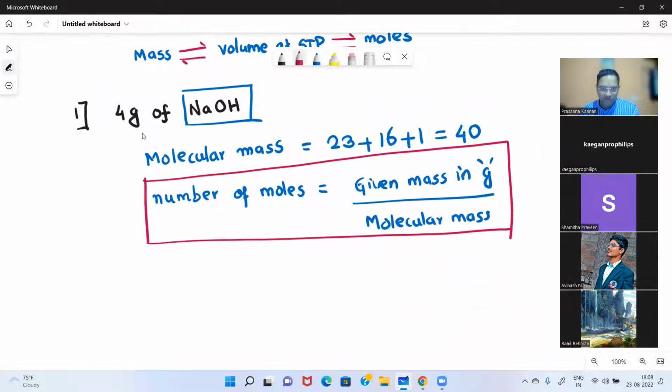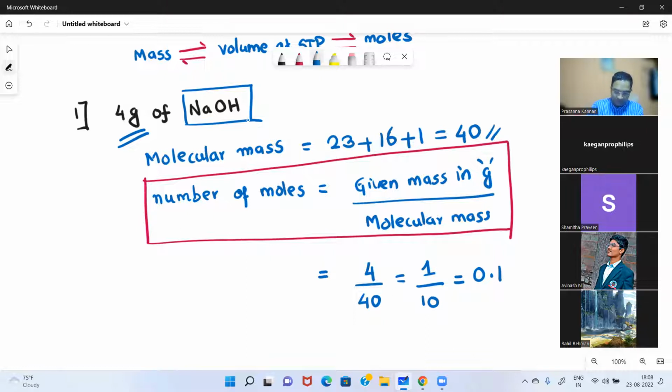For example, 40 grams of sodium hydroxide will be 1 mole. So 4 grams will be 0.1 mole. Directly you can get the answer. But I'm telling you, even for the PU purpose, you may have to do it by the formula. So that's why I'm telling you all this. Given mass in grams. What is the mass given here? 4 grams. So you substitute 4 here. What is the molecular mass? We found it is 40. Therefore, the number of moles of sodium hydroxide is 1 by 10, which is 0.1. That's all. So the number of moles is 0.1.